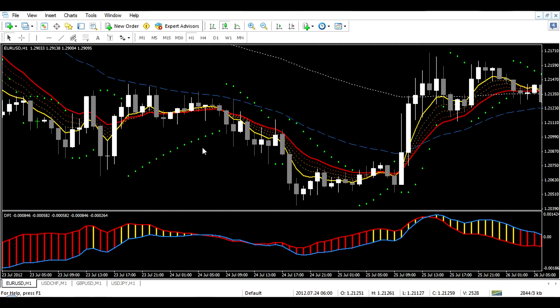We don't go short because the DPI is yellow. That is telling us the trend that we want to be looking for is up. We don't go short because the parabolic SAR is underneath. It's in the way. And it's a good thing we don't, because price pulls back up and hits the 34 again, and then closes below the 13.